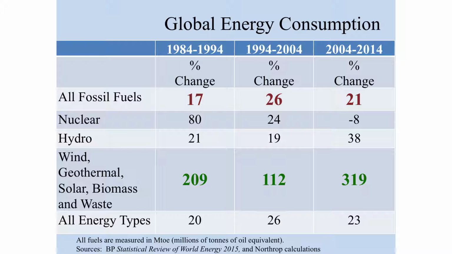So between 84 and 94, fossil fuels grew by 17%. This is for the globe. The next decade, fossil fuels grew by 26%. And in the last decade, fossil fuels grew by 21%. And then at the bottom in the green, you see the phenomenal growth in the alternative energy category. After showing them this data, I ask my students, today, what percentage of our global energy comes from this bottom wind category? What percentage of our total energy today for the globe comes from that category?